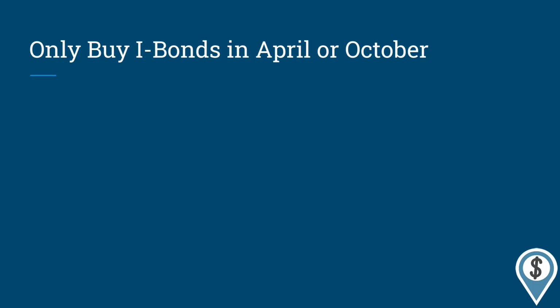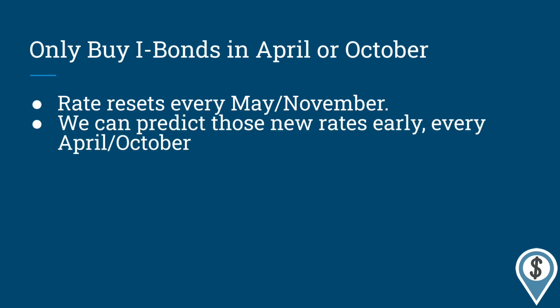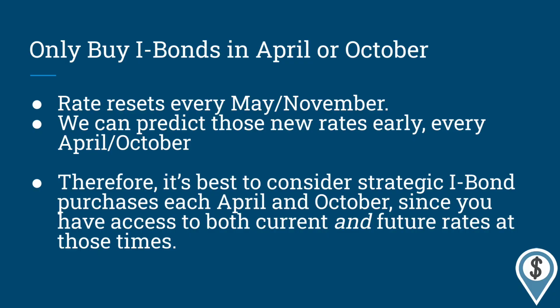And since it works so well in April or October of every year, those are really great months to consider whether to buy I-bonds. Remember, the official Treasury rate resets every May or November, around the beginning of those months. But we can predict those new rates early every April and October, around the middle of those months. In April and October, we can buy in at the current rate and know the renewal rate that we'll get 6 months later. That's a pretty sweet trick. As a result, it's best to consider strategic I-bond purchases every April and October, since you have access to both the current and the future rates at those times.